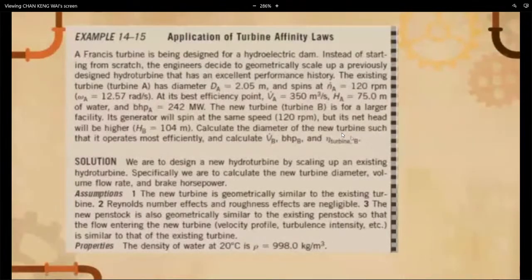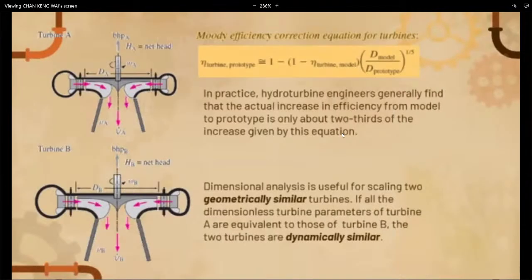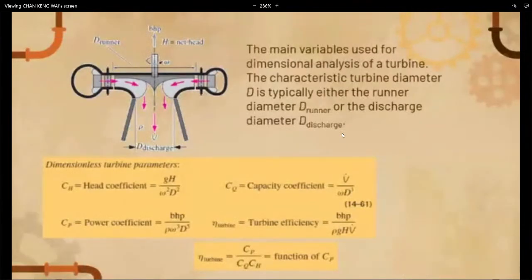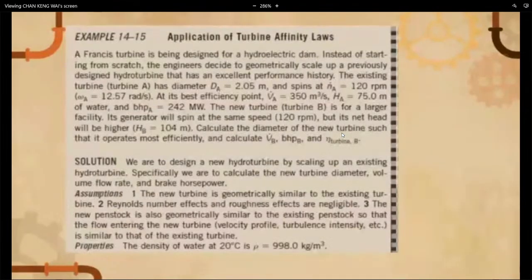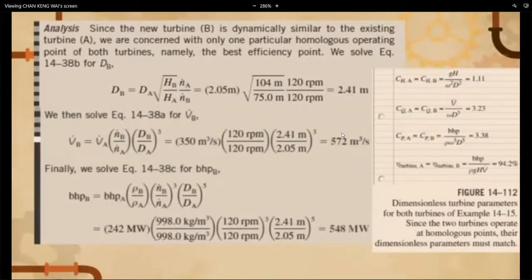So with all the information given, we can use these equations to find out the diameter and volumetric flow rate of the new turbine. We just put in the equation. With the given diameter 2.05, the existing head which is 75 and the new head 104, and they are spinning at the same speed, you will get 2.41 meter for the new turbine. Okay, the diameter for the new turbine.